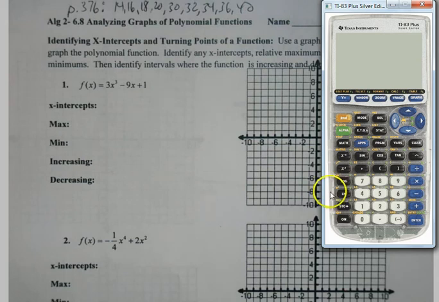Okay, first thing with any of these, we're going to get as much information off of the graphing calculator as we can. So, first things first, make sure you type it in correctly. Nothing worse than doing a whole problem and then going, oh crap, I didn't type it in right. So, 3x to the third minus 9x plus 1. Okay.